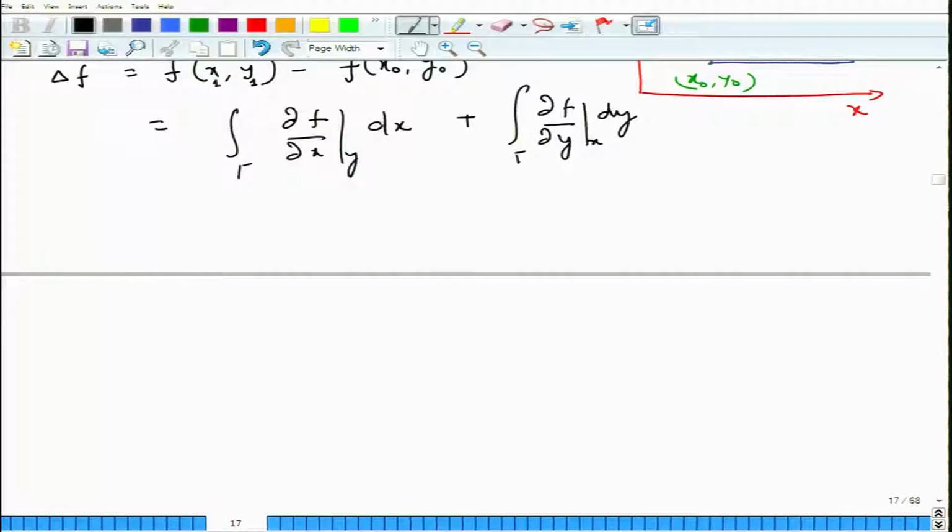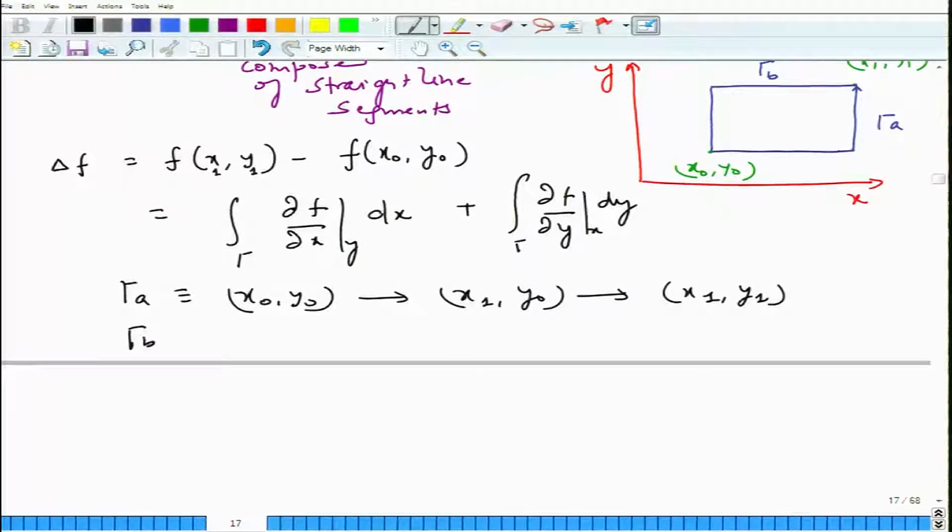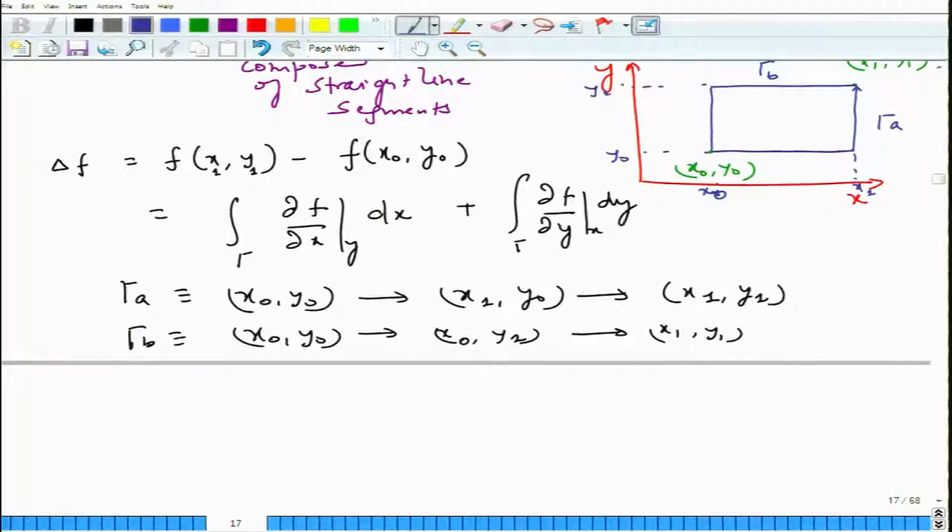Okay. So let me consider this A. All right. So this will be x0 y0 to x1 y0, and finally x1 y1, and this is going to be x0 y0 to x0 y1 to x1 y1. So just to make this clear, this is going to be x0, and this is going to be x1, this is going to be y0, and this is going to be y1. Okay. So let me just further write the expression now.